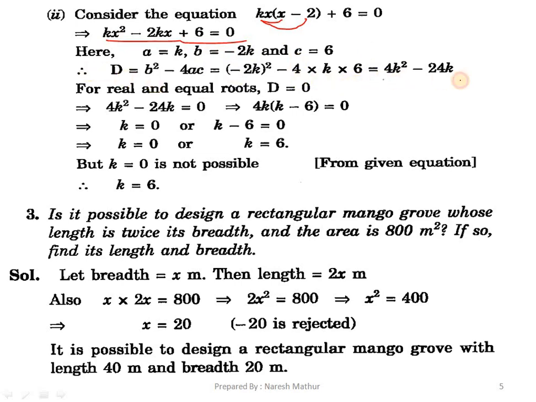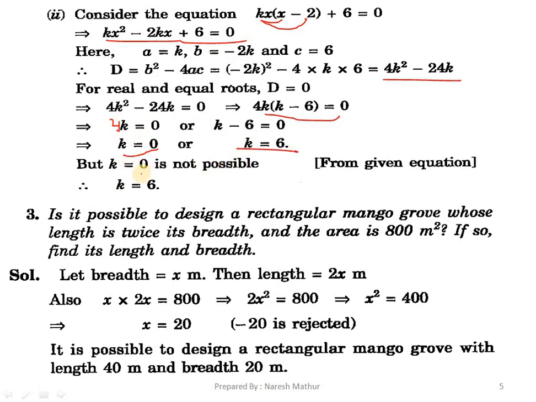So we get 4k square minus 24k equated with 0. So 4k into k minus 6 equals 0. We will equate each factor with 0 separately. 4k equals 0, therefore k equals 0. And k minus 6 equals 0, so k equals 6. So here we have two values of k.